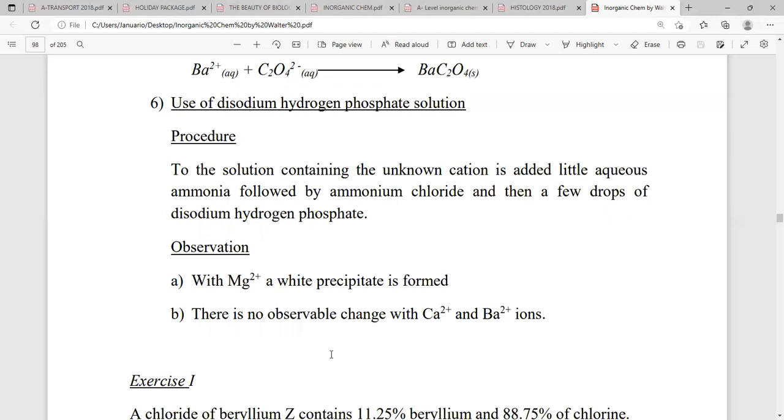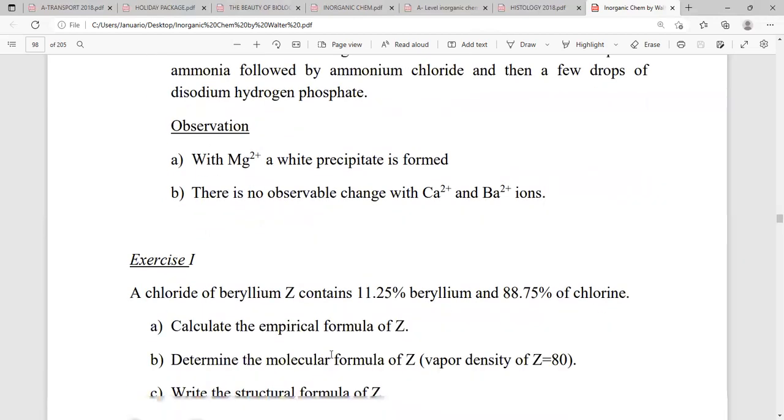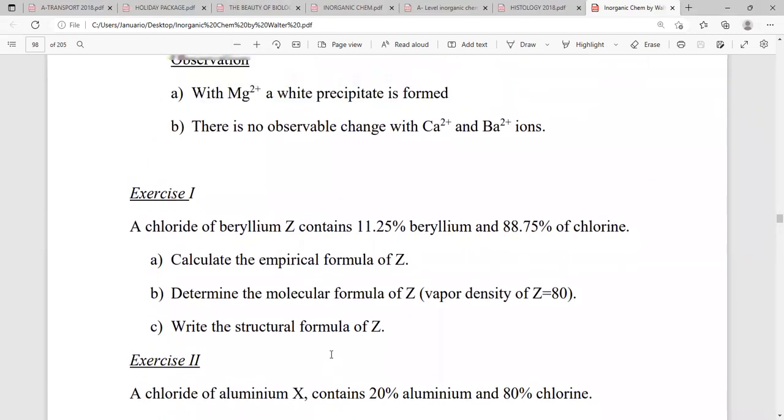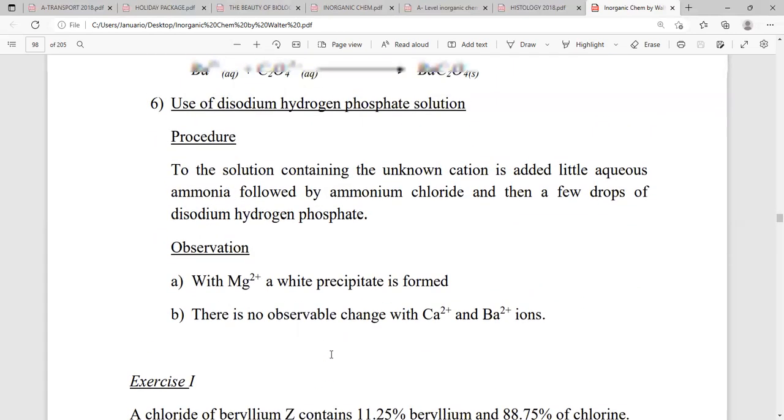Briefly, that is what we have about group 1 and group 2 elements, the chemistry of group 1 and group 2.